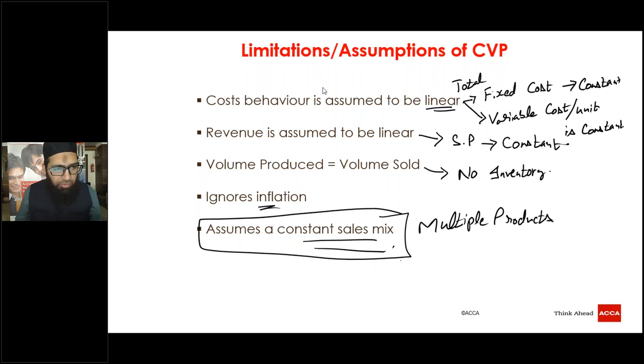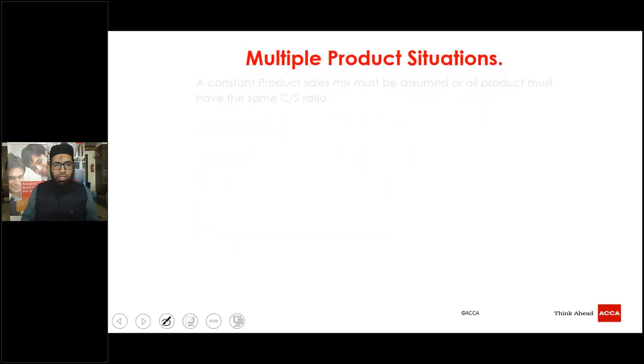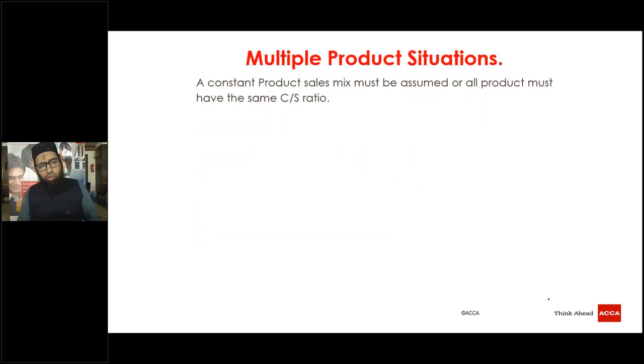So assume the only question is on the constant sales mix. So let's start with that topic. Now, in case of multiple products, we assume a constant sales mix must have taken place all the time. So what is a constant sales mix then?